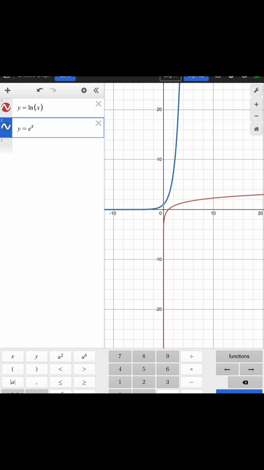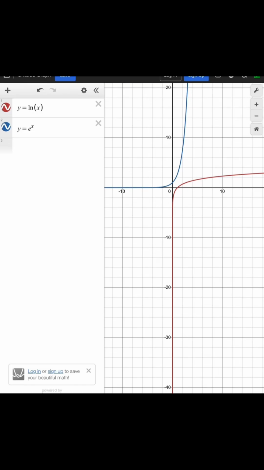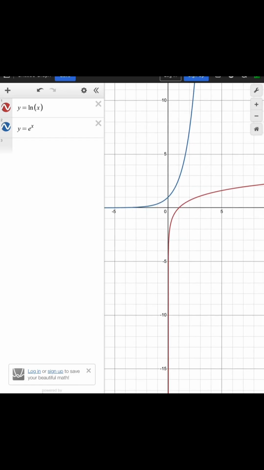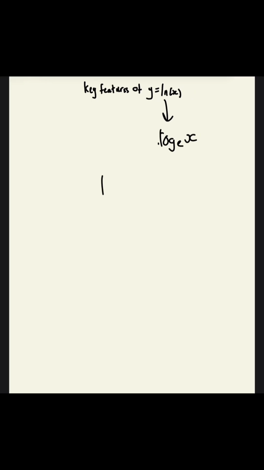Okay, now the natural logarithm function is the inverse of the exponential function. So these two functions are inverses of each other. Now that actually means that ln(e^x) is equal to x, and it also means that e^(ln x) is equal to x.